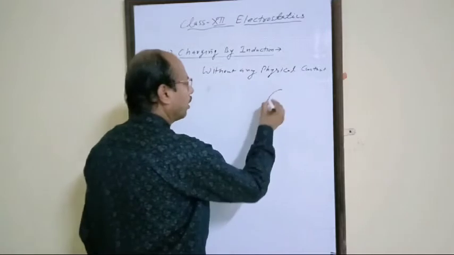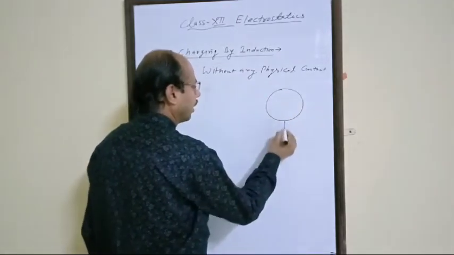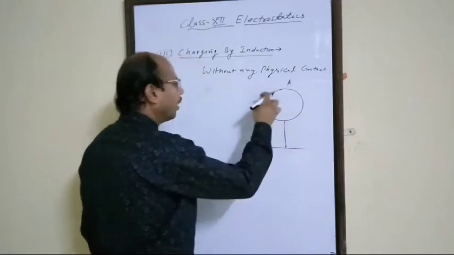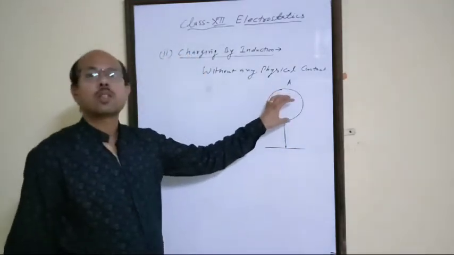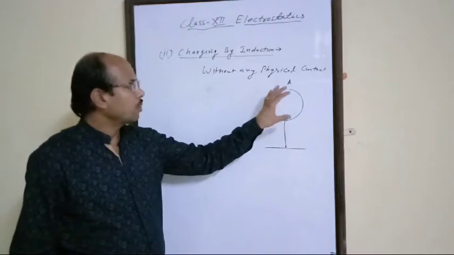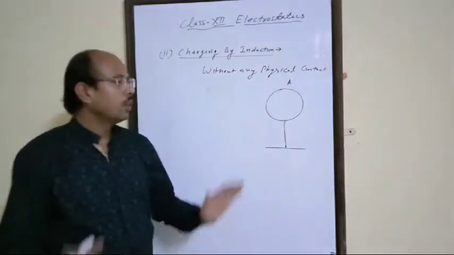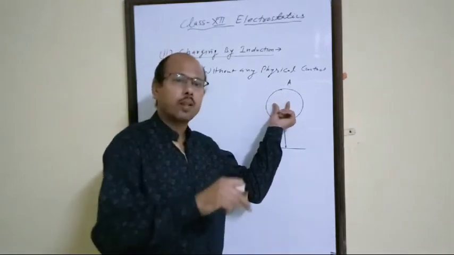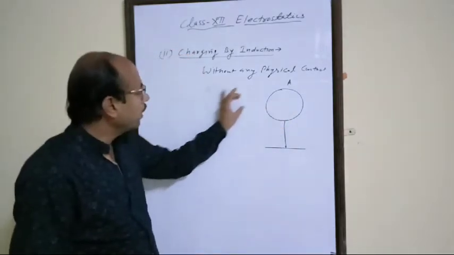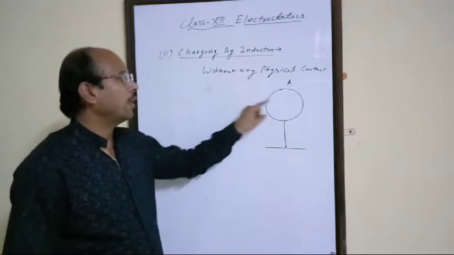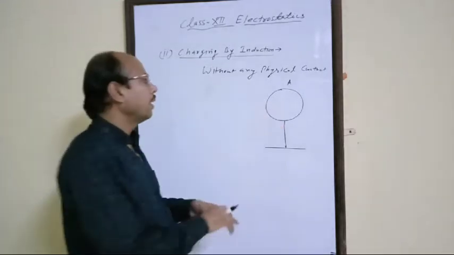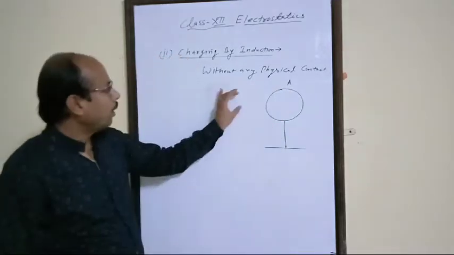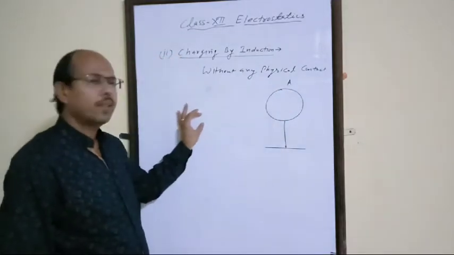Let us suppose there is one body A and we want to charge this positively. We have to keep in mind that if we want to charge this positively, we have to bring a negatively charged plate near it, and if we want to charge it negatively, we have to bring a positive plate near it.